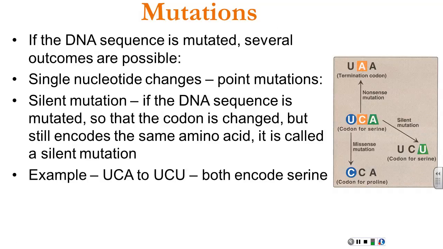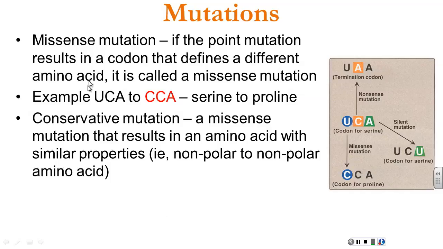In most cases, a silent mutation is not going to be of any genetic benefit or detriment. So it's going to be genetically neutral. That's not 100% true because some organisms have a codon bias. They prefer certain codons, but for the most part, that's true.